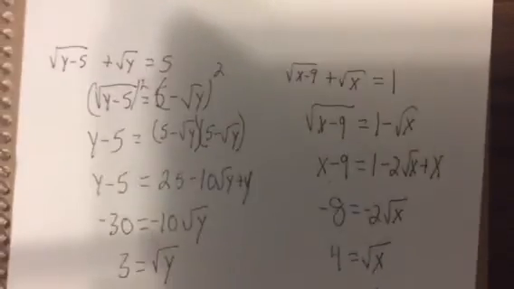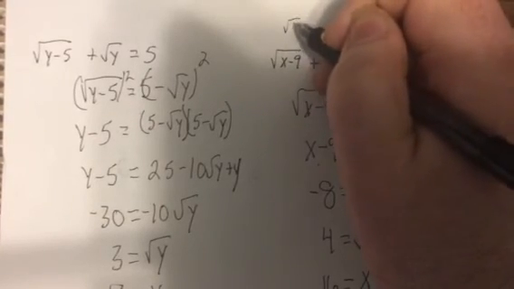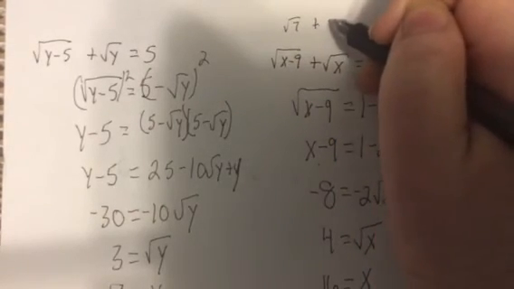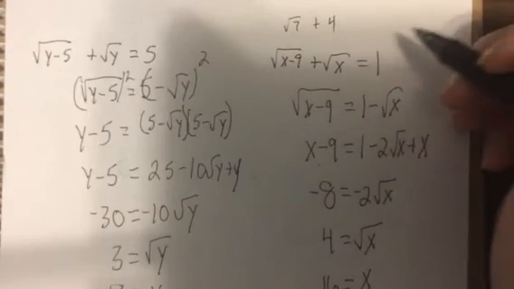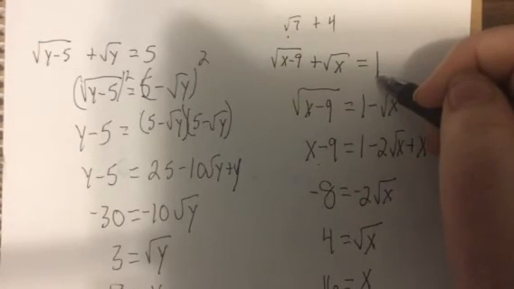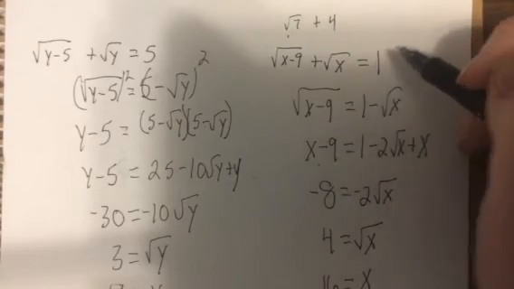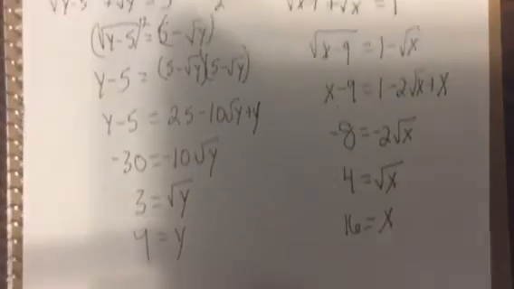So 16, let's check our work. 16 minus 9 is 7, so you get square root of 7, plus square root of 16 is 4. But notice, this plus this is not 1. So I don't even need to worry about this. No, I don't. So, there we go.